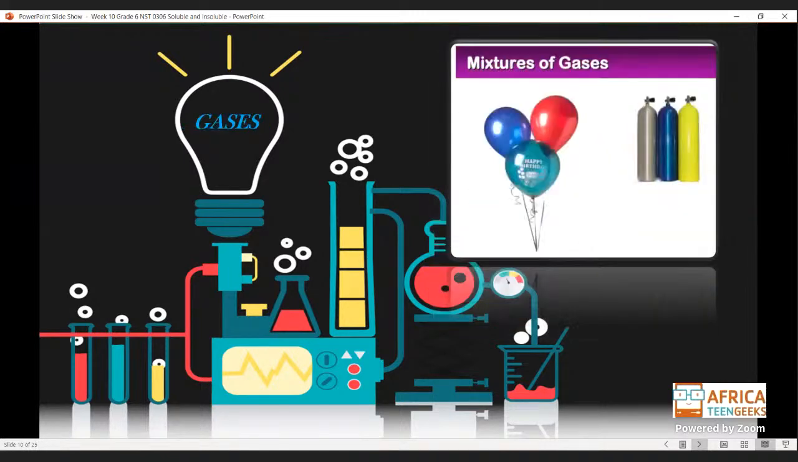We did our mixtures of gases. I got some nice suggestions for the different kinds of gases that you can mix together. Do you remember what they are? Which gases can we mix together? I got a few suggestions yesterday.